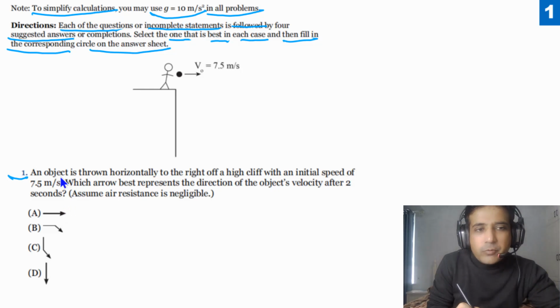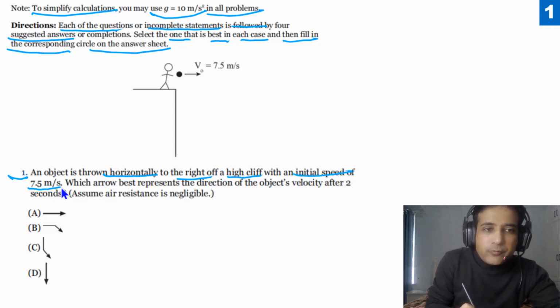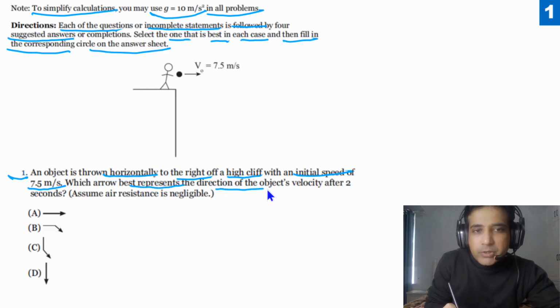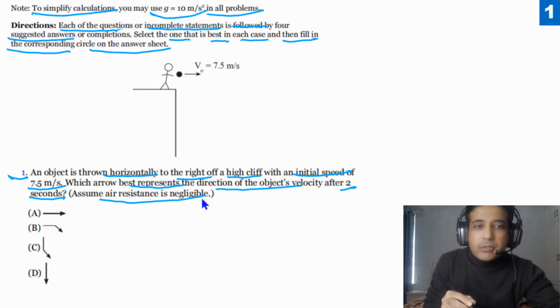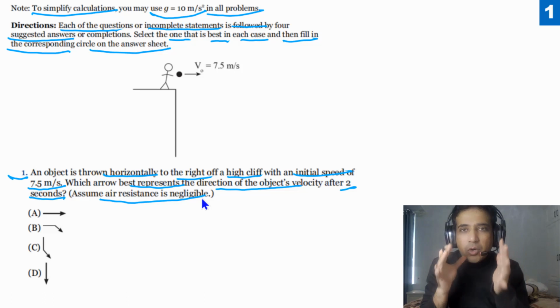For question number 1, it is given to us an object is thrown horizontally to the right of a high cliff with an initial speed of 7.5 meters per second. Which arrow best represents the direction of the object's velocity after 2 seconds? Assume air resistance is negligible. Very nice question on horizontal projection.